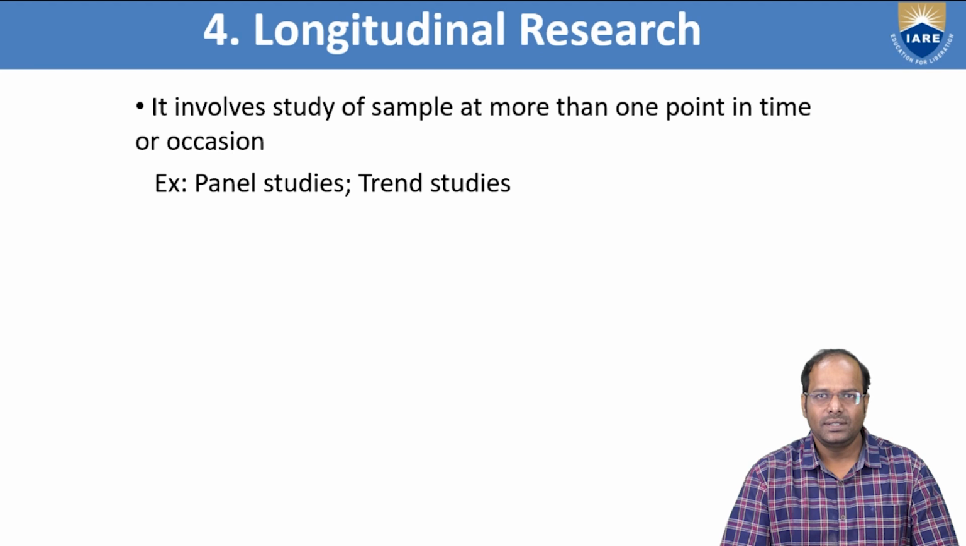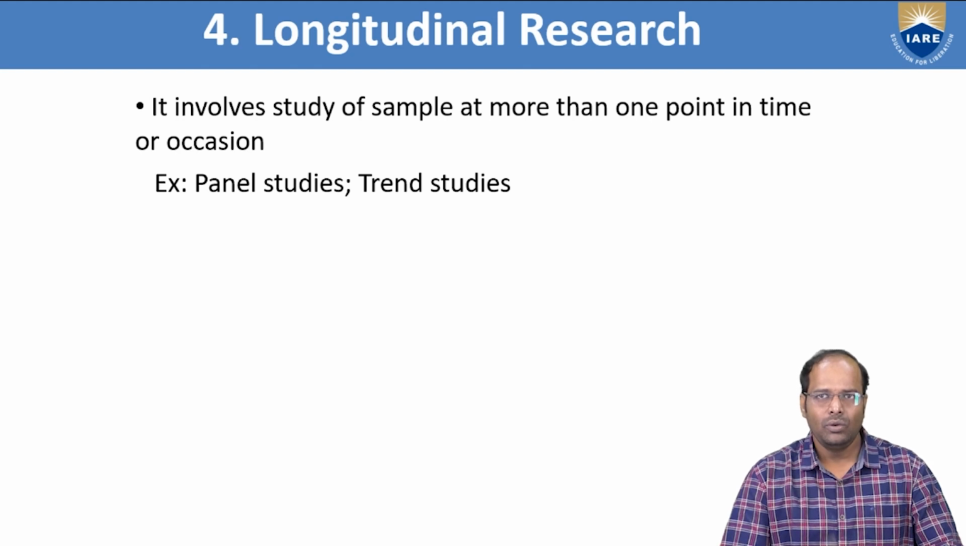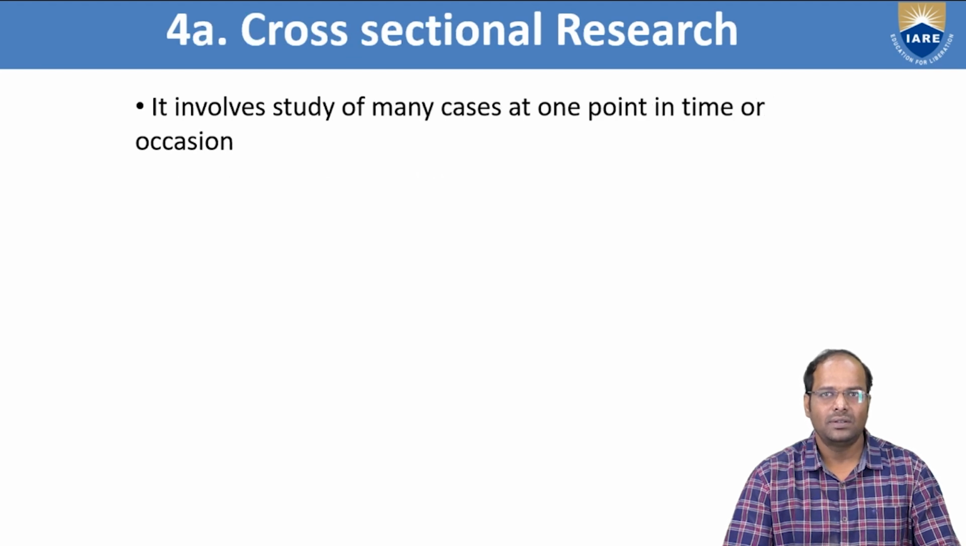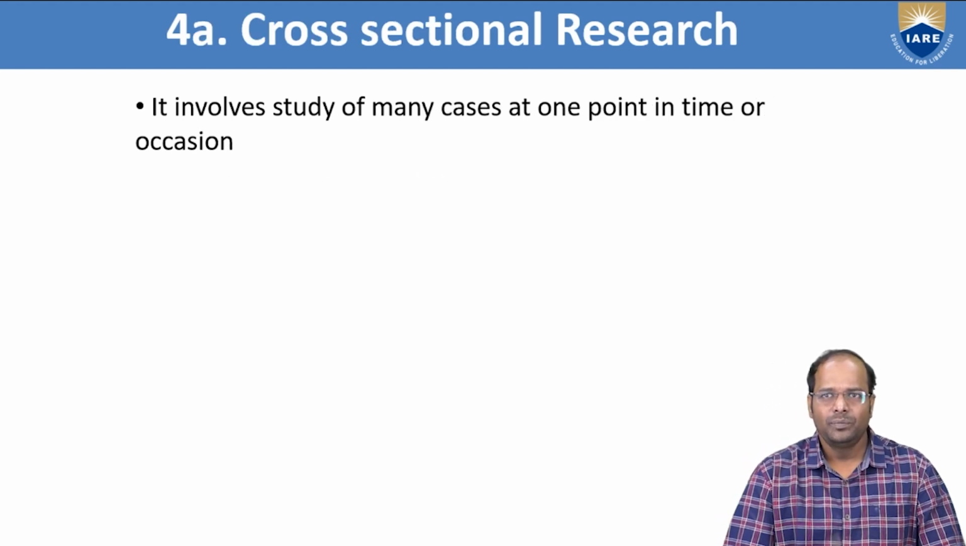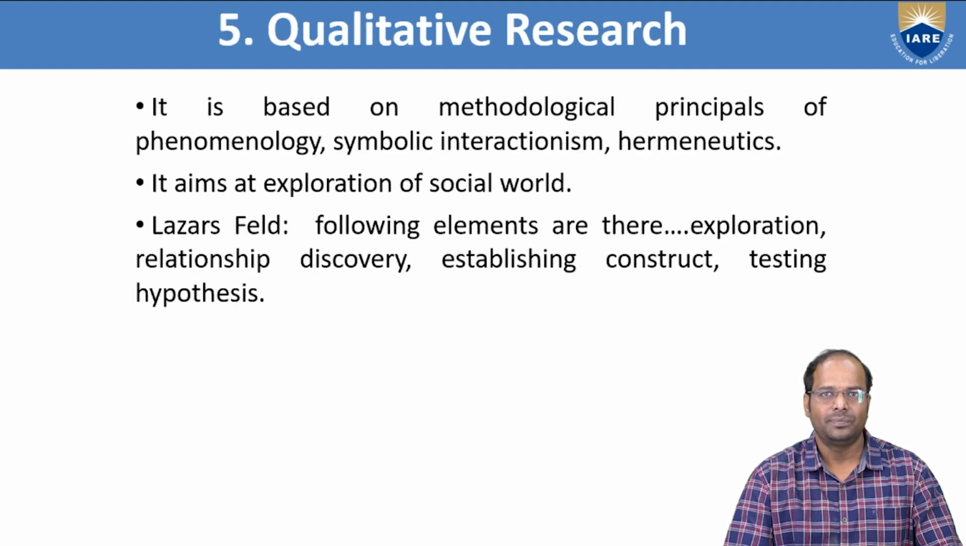Another kind of research, the fourth one, is longitudinal research. It involves studies of a sample at more than one point in time or occasion. Longitudinal research examples are trend studies and panel studies. And within the longitudinal research, another important term is cross-sectional research. It involves the studies of many cases at one point in time or occasion, and is called cross-sectional research.